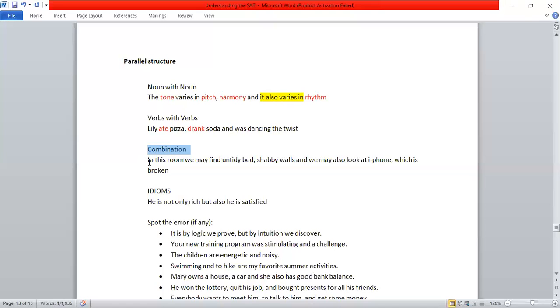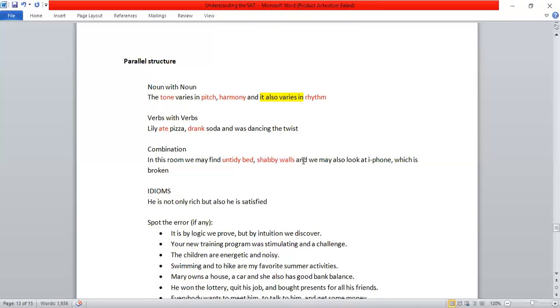Let's see. In this room, we may find untidy bed. So we're talking about a room in which we're finding what? We may find untidy bed, shabby walls. Okay, so we may find is also not the list. Sorry, find is not a part of the list. The list starts from here: untidy bed, shabby walls. It's very important to find where the list is going to start from. Untidy bed, shabby wall, and. Now after and I need the third part. Untidy bed, shabby wall, and what's the third part?